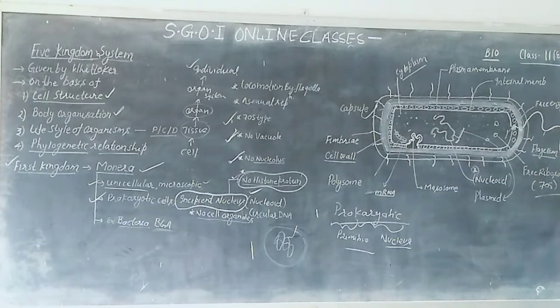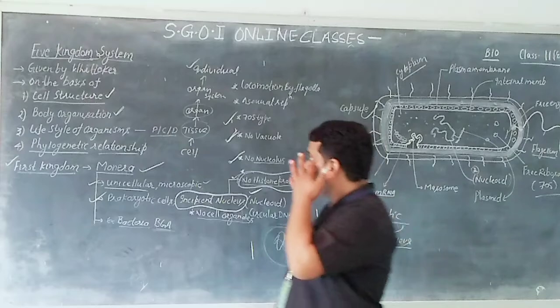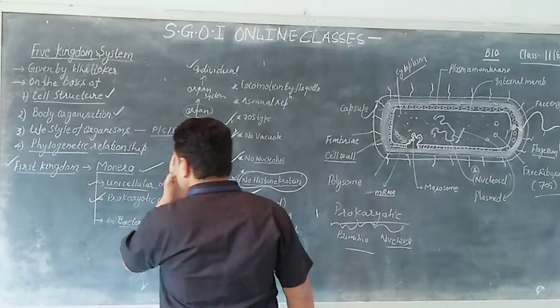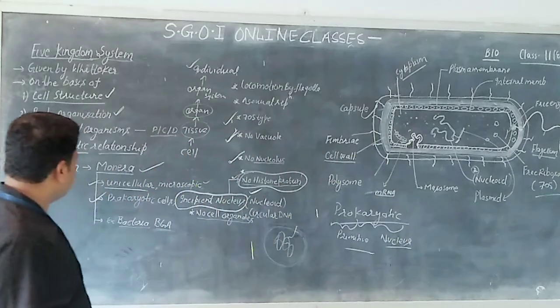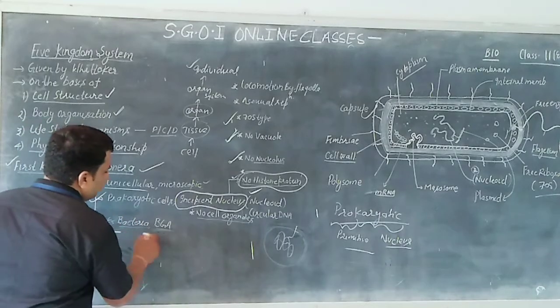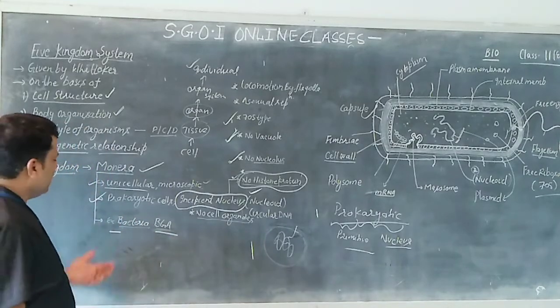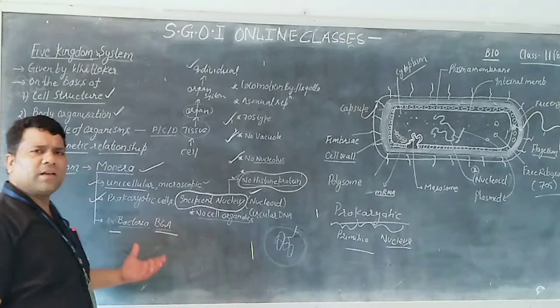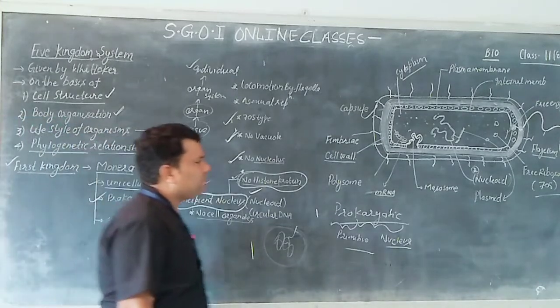It is a long structure that originates from inside the cell, and this is a locomotory organ. This is called the flagella. Okay, so these are the characteristics of monerans. Here, what are the examples of monerans? The monerans are actually bacteria and BGA. This is a very important point, and they ask in the examination: give the example of monera.